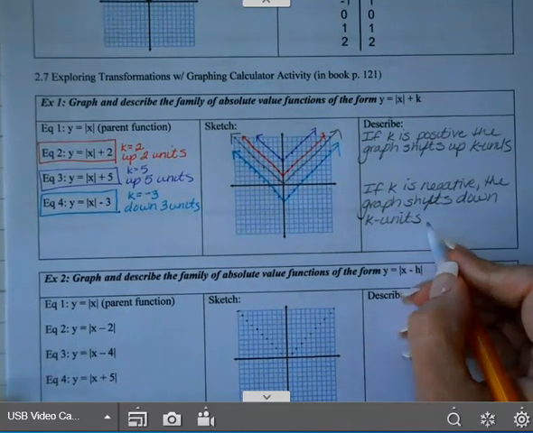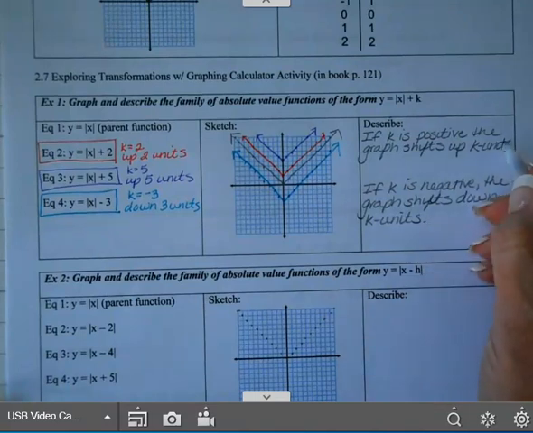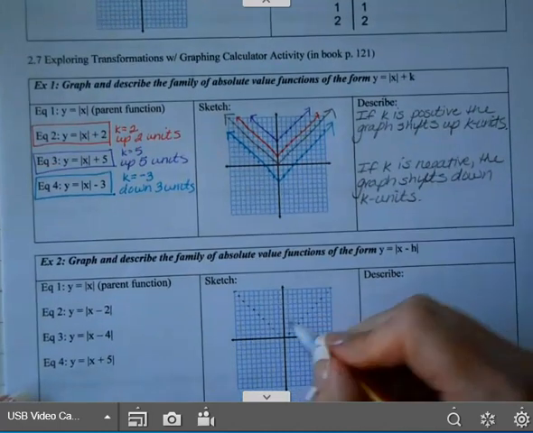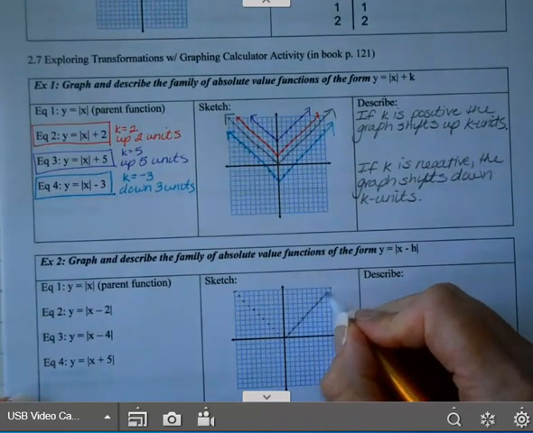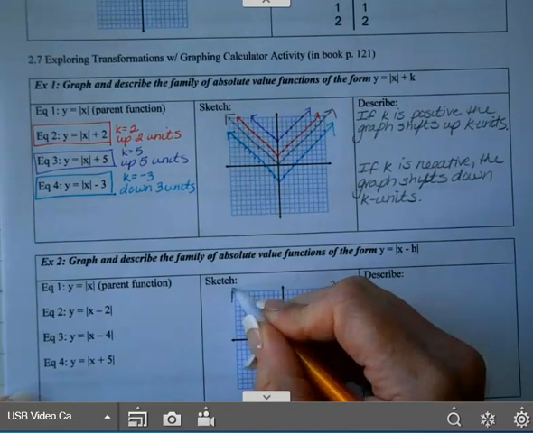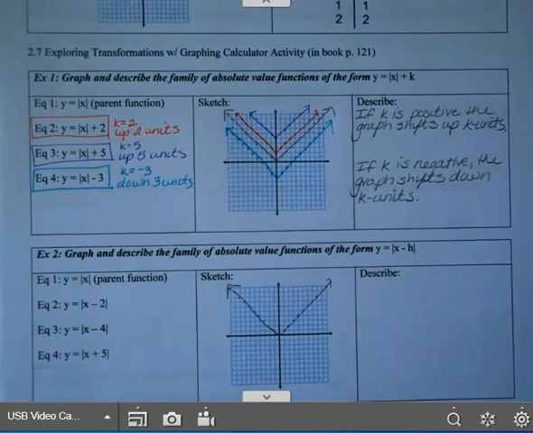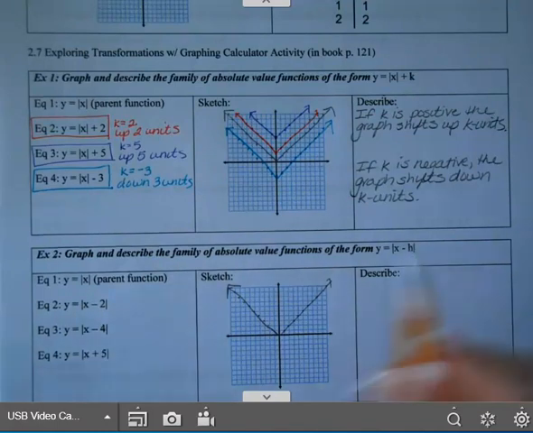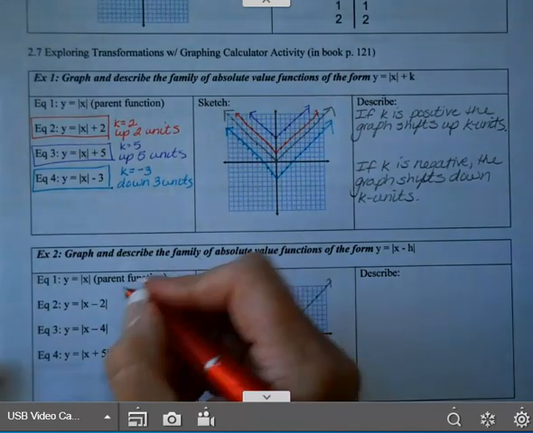For example 2, I'm going to graph my parent function again. It's on the diagonal. And let's go ahead and see what happens when I put my number inside the absolute value. And this is going to be our H values. I'm going to go ahead and put in my H's for each of these.